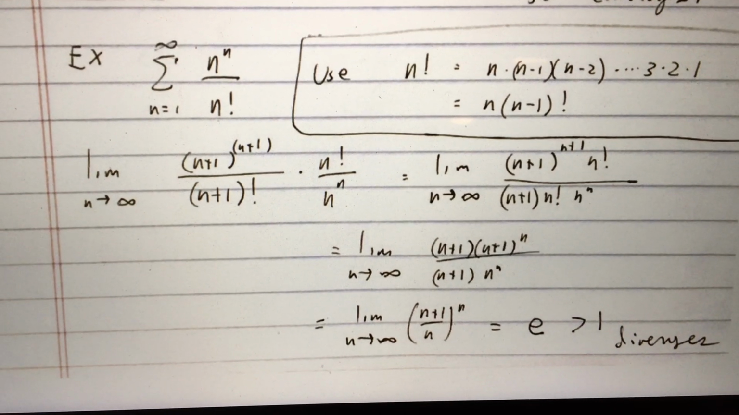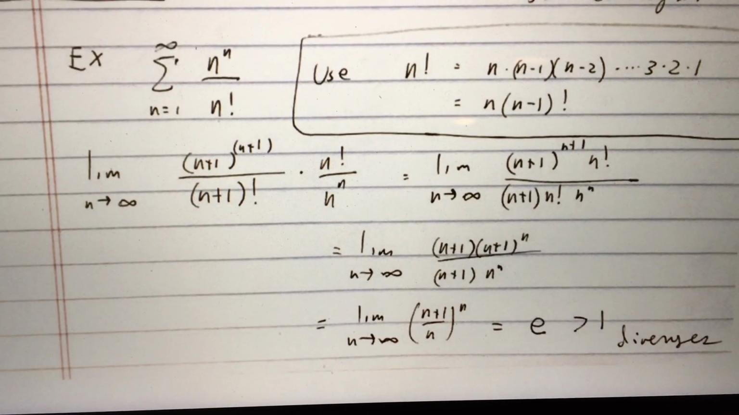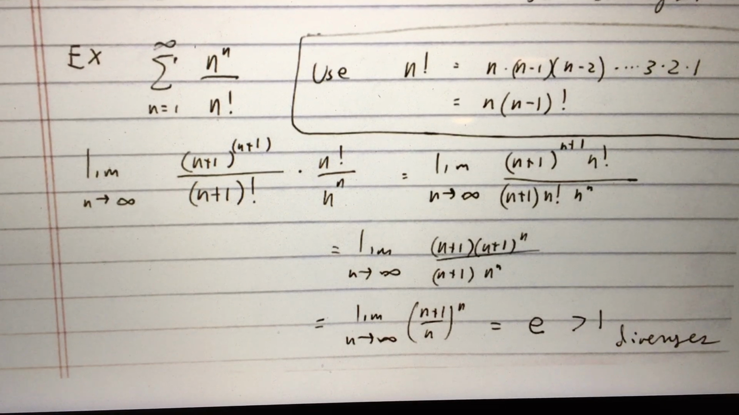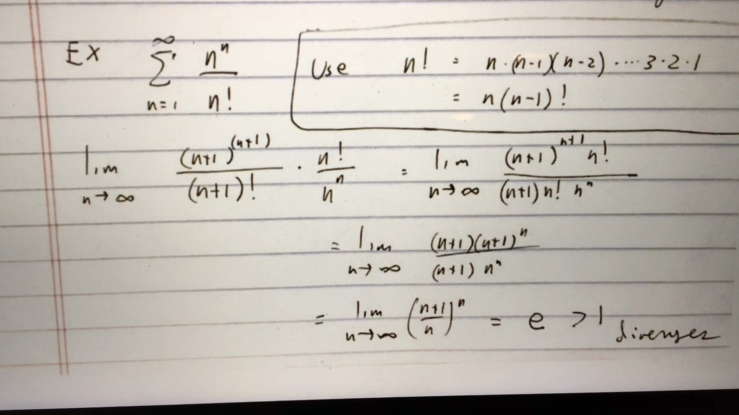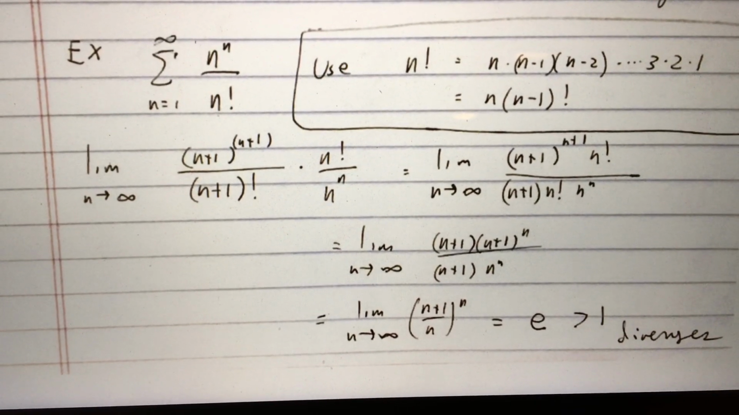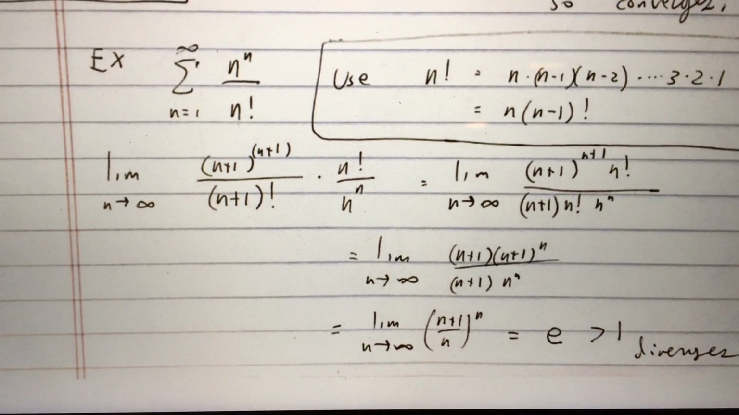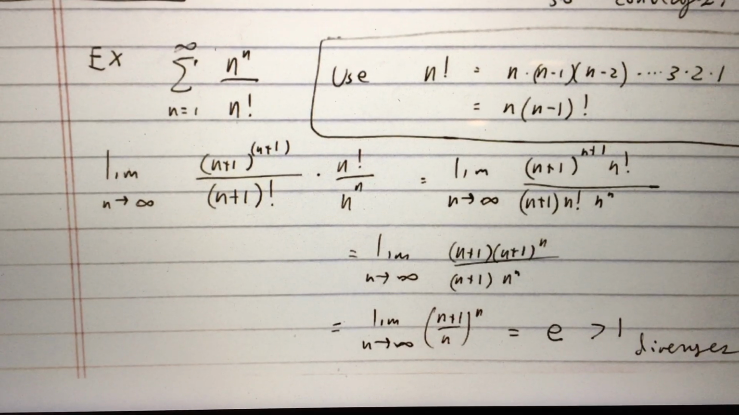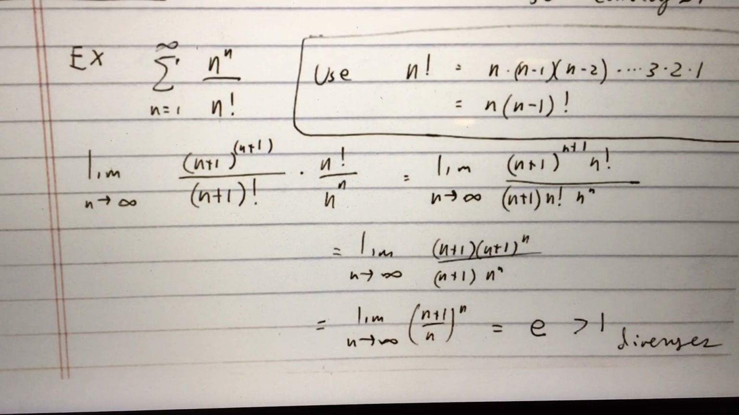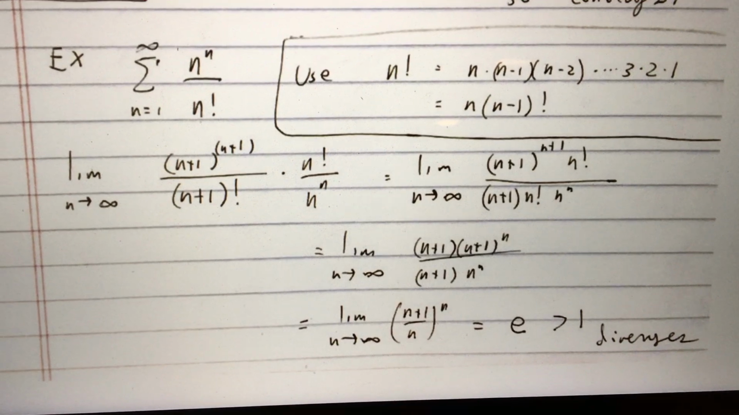Here's a classic example. It's the summation n equals 1 to infinity of n to the n on top divided by n factorial on the bottom. That exclamation point is n factorial. And in case you don't remember what that is, here's a quick definition on the side.